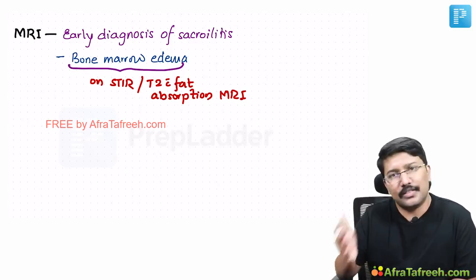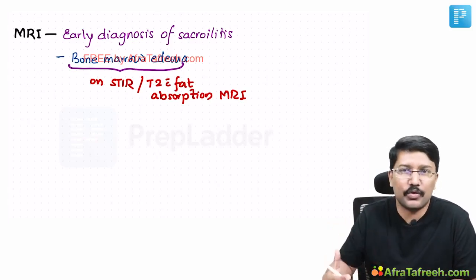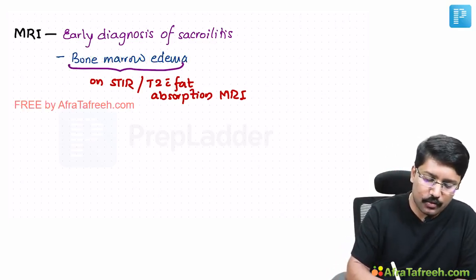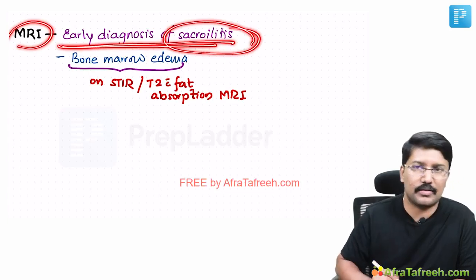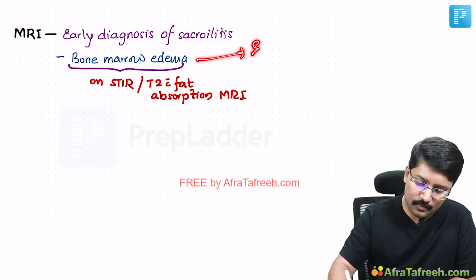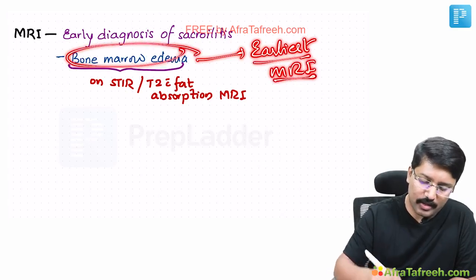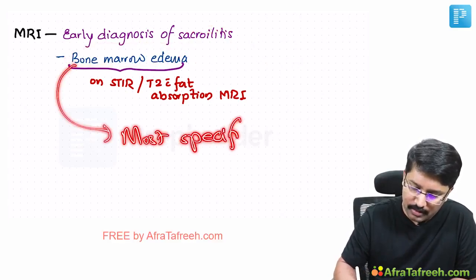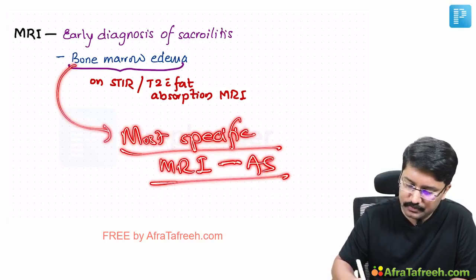Now it has its own limitation because it cannot detect the changes early. Only when gross morphological changes are evident can we identify them on X-ray. So if you want to diagnose early, you have to go with MRI. MRI is the most useful investigation for early diagnosis of sacroiliitis. And what is the earliest sign? The earliest MRI sign is bone marrow edema, and this is also the most specific MRI sign for ankylosing spondylitis.